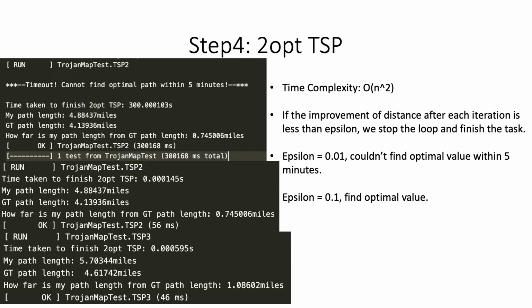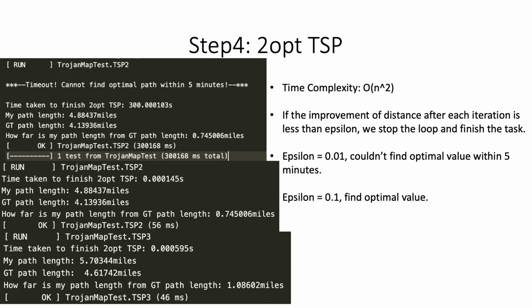I did some interesting experiments on 2OPT TSP, and the time complexity for 2OPT is big O of n squared. The choice of epsilon is kind of interesting. If we set epsilon to 0.01, my program couldn't find the optimal value within 5 minutes, so it will print out a timeout message, like in this figure. And if I set epsilon equal to 0.1, then it can find the optimal value.